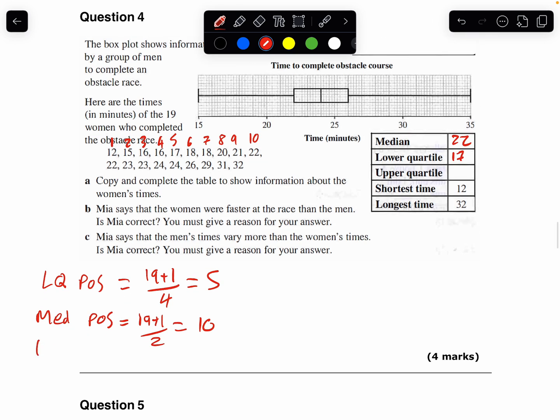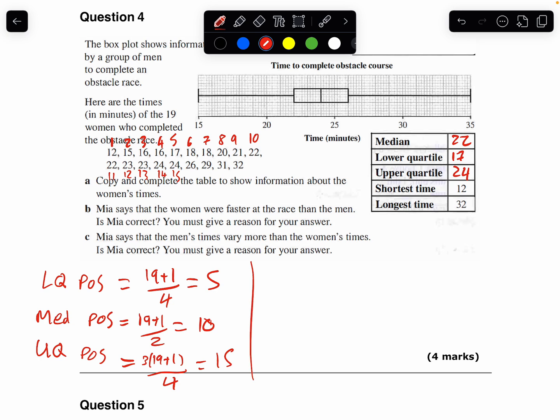And the upper quartile position is going to be 19 plus 1, and then 3/4 through that. So I'm going to put that in brackets. 3/4 of the way through that is 15. You could just think common sense. Lower quartile's 5, median's 10, so it's going to increase by another 5, 15. So I'm looking for the 15th number, 11, 12, 13, 14, 15. 24 is my upper quartile.